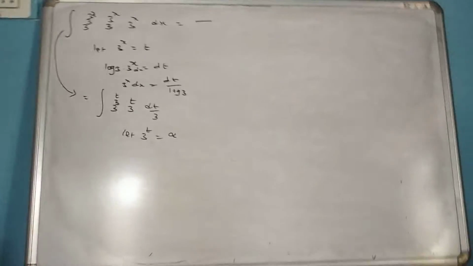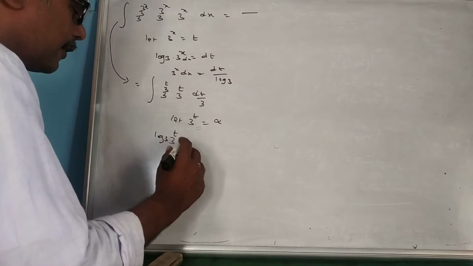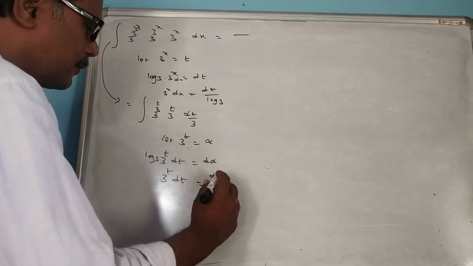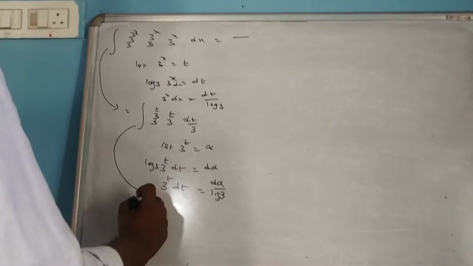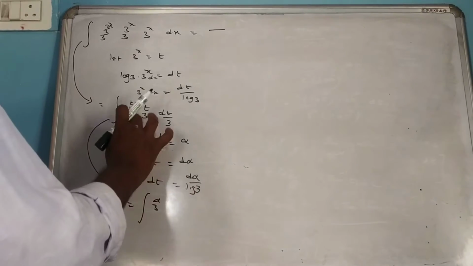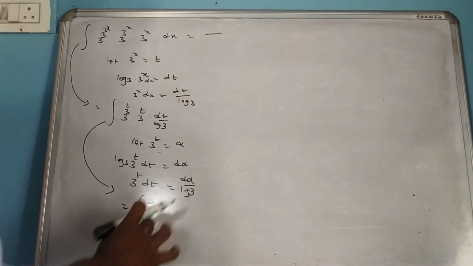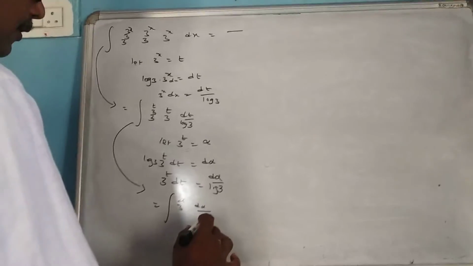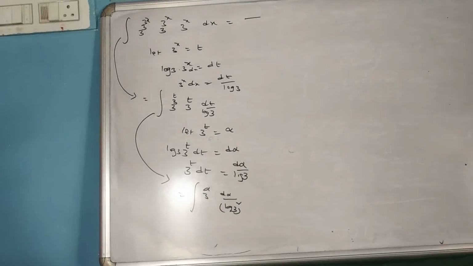Now let t = alpha. Then 3^t log 3 dt = d alpha, so 3^t dt = d alpha by log 3. Substituting here, this is the integral of 3 power alpha, and 3 power t contributes a factor of 1 by log 3, and d alpha by log 3 contributes another, so this becomes log 3 whole square.